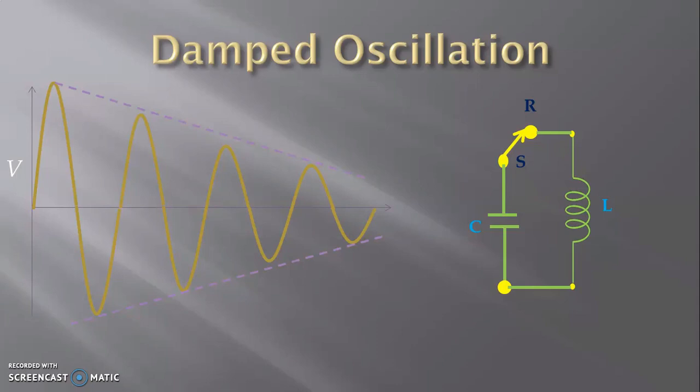So this type of output is known as damped oscillations. When we need sustained oscillations, we have to supply sufficient energy externally, equal to the loss of energy in each half cycle. Then we can have sustained oscillations. So this is all about the LC tank circuit.